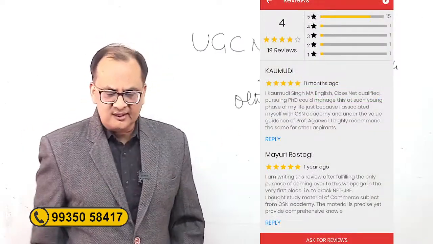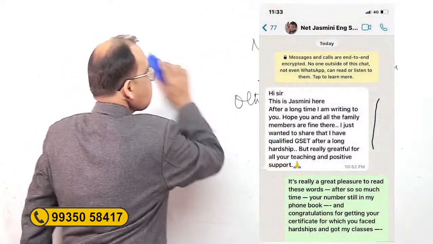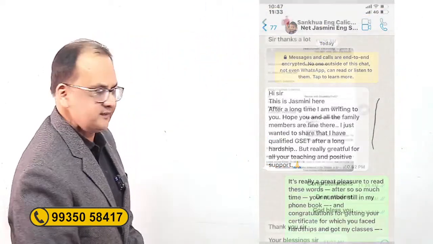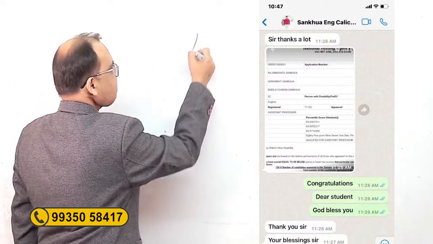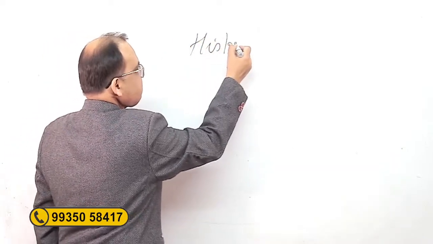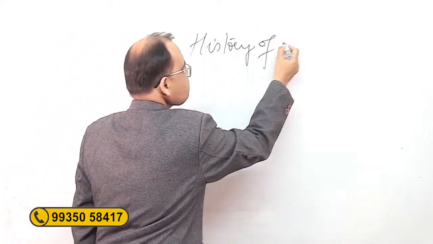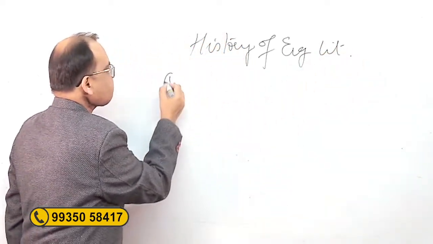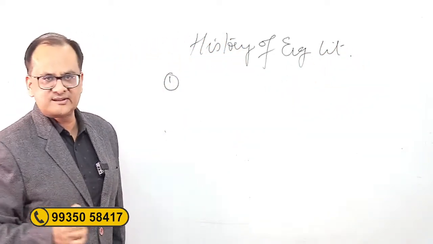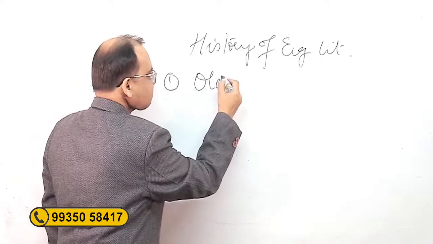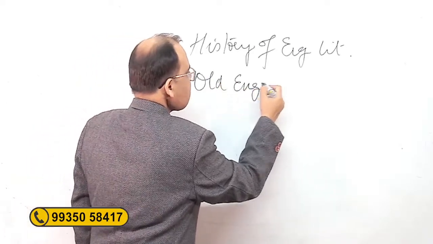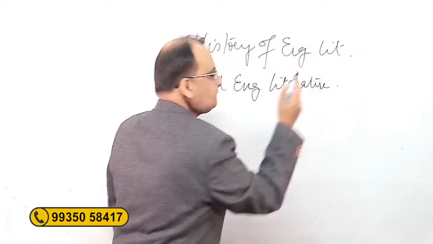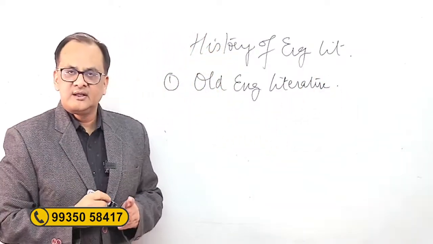So let us start the history part. You must have a copy, pen and paper to understand it better and to write it. First of all, students, if I talk about the history of English literature, the first and the foremost point which I would like to discuss here is whether I will discuss in short Old English literature. Now, point wise I am going to discuss.